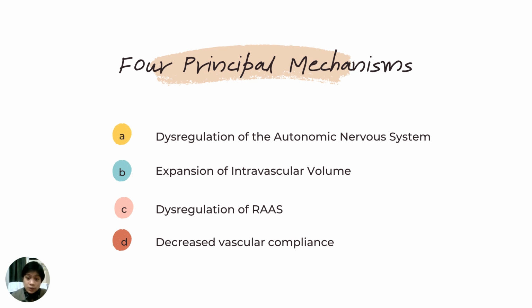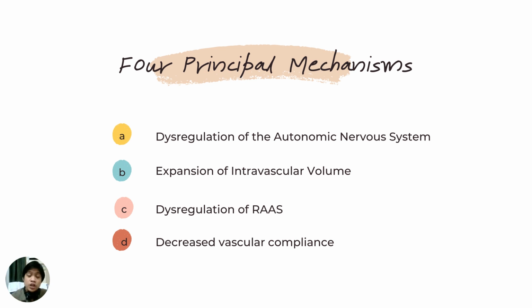And there is an excess release of norepinephrine. And if you will just recall, the effects of norepinephrine and epinephrine on their receptors in the heart and in the vasculature, then you will be able to appreciate why an excess sympathetic tone leads to hypertension. So, letter A, the dysregulation of the autonomic nervous system is the predominant mechanism in patients who are hypertensive and at the same time are young.